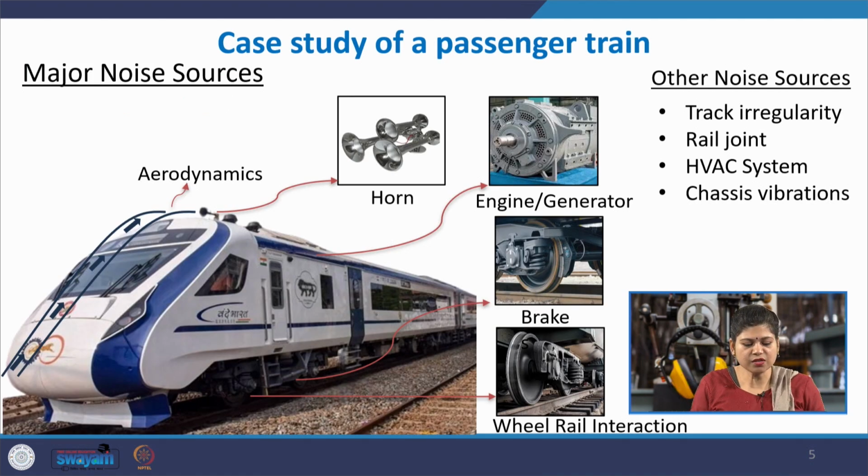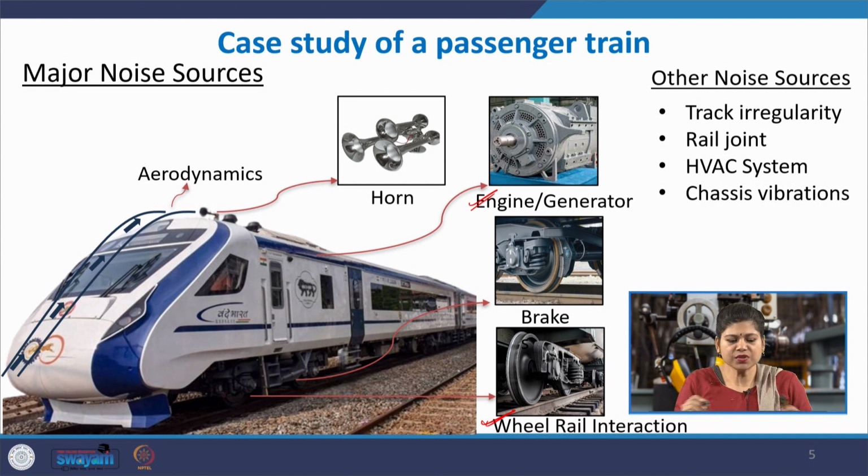As you can see, this is one of the latest semi high speed trains in India, the Vande Bharat, whose picture has been shown to you. With reference to this particular train, we are seeing what the various noise sources are. First and most importantly, the power source that drives the train, which could be the engine or the generator utilized inside this train. Then you have the braking system, the wheel rail interaction, which is one of the major noise sources, then the aerodynamic noise due to the airflow over the train, and the noise due to the horn and the whistles of the train.